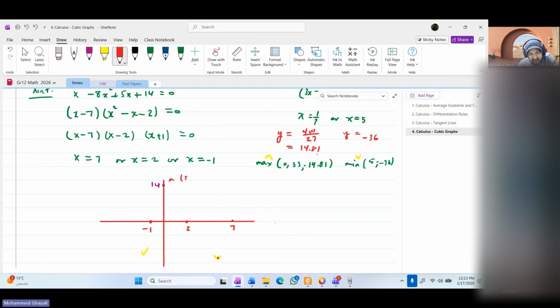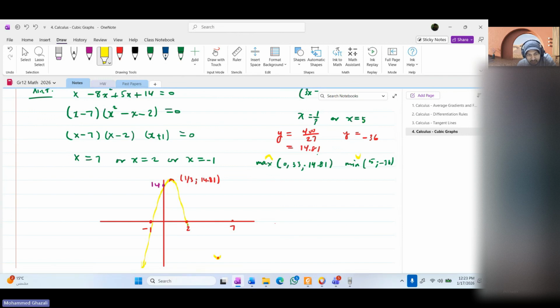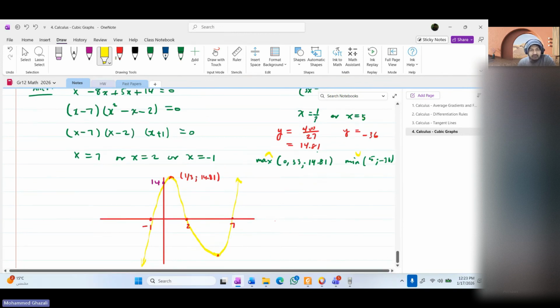This is 1/3 and 14.81, not negative 1/3, right? So you can see this graph is coming down here. Right? And then it's coming down to 2, coming down, up, and away. Right? And this is a graph of F.